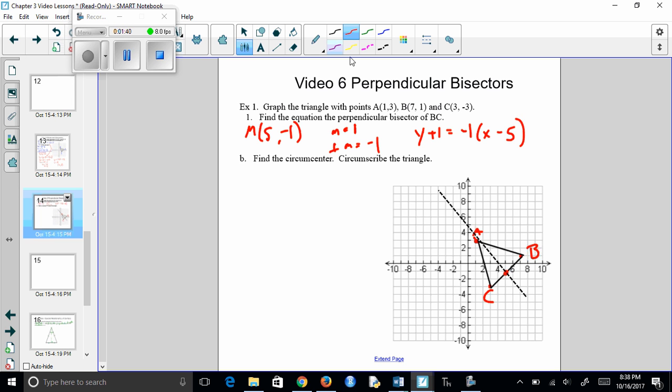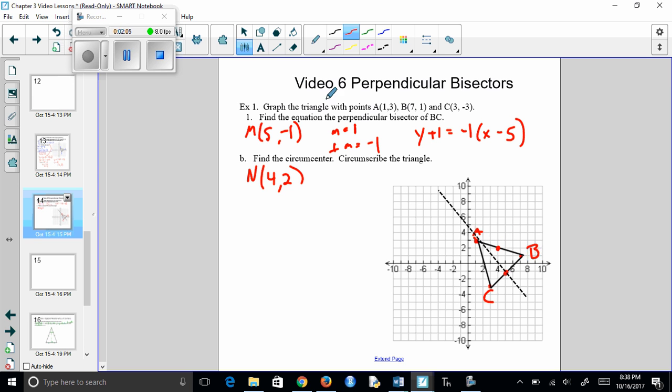Let's go from A to B. So A to B, I'll call this midpoint n. That's going to be 8 divided by 2, which is 4, and 4 divided by 2, which is 2. So if I go 4, 2, that's going to be my midpoint. Now I need to go perpendicular.